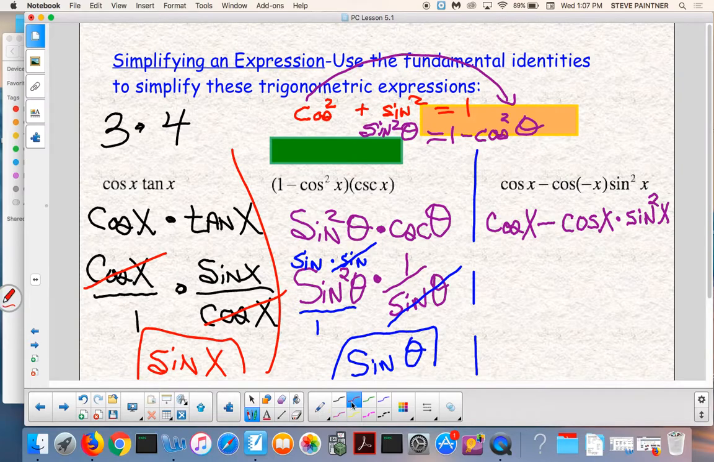Watch this. You see this cosine of x? Think of it as a number. Let's call it x minus cosine of x times sine squared. Well, sine squared can't be x. It's got to be some other variable. Let's make it y squared. If you had that problem and I said simplify it in Algebra 1, what would you do? You'd stare at it, go to the next one. You can't add them. They're not like terms.